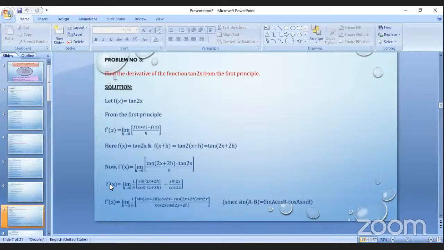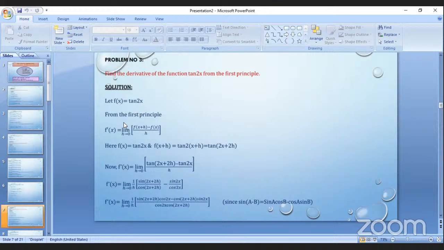Problem number 3. Find the derivative of the function tan 2x from the first principle. Very, very important question for 4 marks. The solution: let f(x) equal tan 2x. Given function is tan 2x.